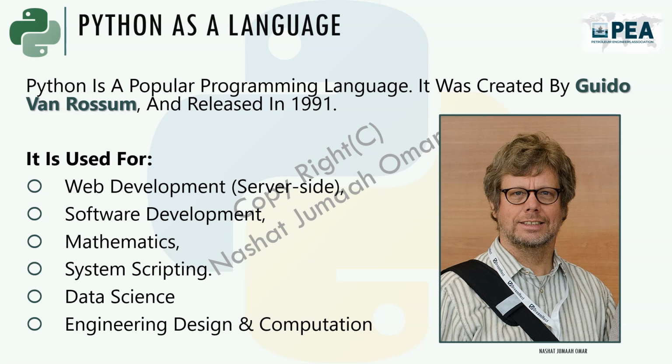We can see Python being used for web development. Some people use it for software development, like TechLog, which is based on Python. Some people use it instead of MATLAB for mathematics, as a free MATLAB replacement and alternative. Some people use it for system scripting to make the system do things that it's not supposed to do. And 80 to 90% of Python usage is in data science. Plus, some people also use Python for engineering design, computation, and fluid dynamics. So that's also a possibility.